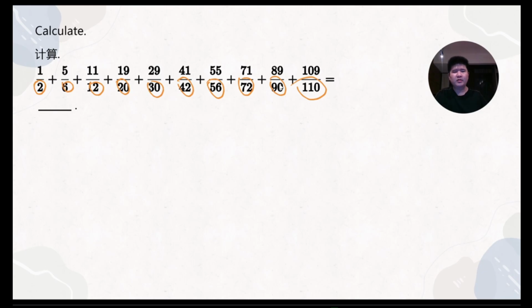2 is 1 times 2. 6 is 2 times 3. 12 is 3 times 4. 20 is 4 times 5. Then 5 times 6, 6 times 7, 7 times 8, 8 times 9, 9 times 10, 10 times 11. And now for the numerator, is it the sum or the difference of these two factors?